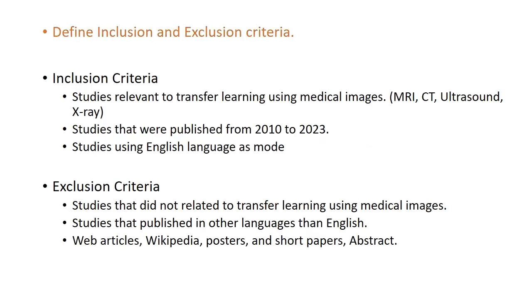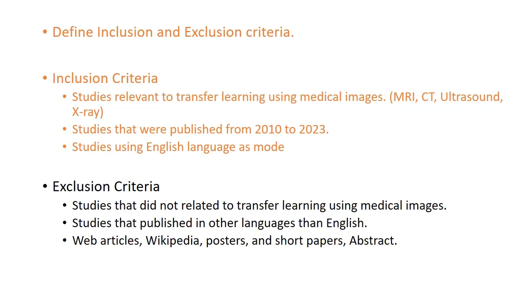Then you need to define inclusion and exclusion criteria. Inclusion criteria means what you include in your systematic review. Exclusion means what you exclude from your systematic review. I already defined inclusion and exclusion criteria as below. There are three inclusion criteria: studies relevant to transfer learning using medical images, those are MRI, CT, ultrasound and X-ray; studies published from 2010 to 2023, because the images were found in 2010, so that's why I selected this time period; and studies using English as the language.